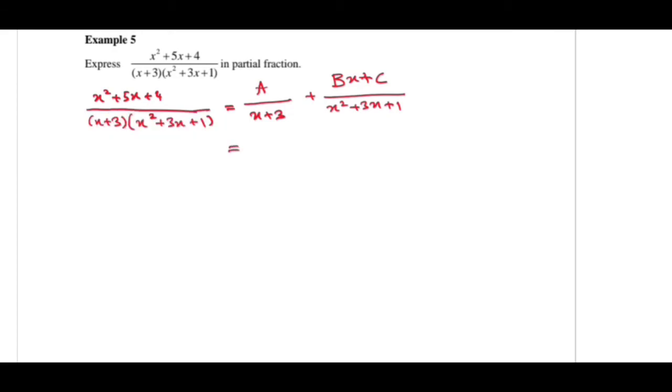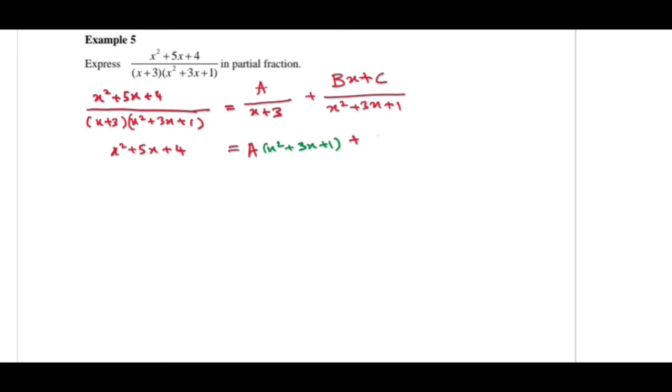Next step is to try to compare the numerators. And to compare the numerators, you have to multiply A with the other factor. Look at the denominator under A. It is x plus 3. So we have to delete x plus 3 as well on the left hand side denominator. Once you have deleted x plus 3 on the left hand side denominator, you will see that what's left is x squared plus 3x plus 1. So just write that next to A. Next is bx plus c.